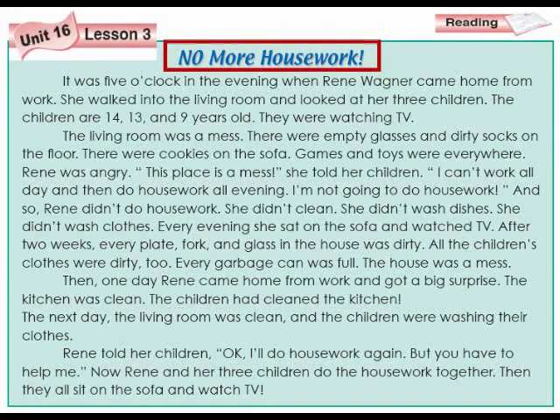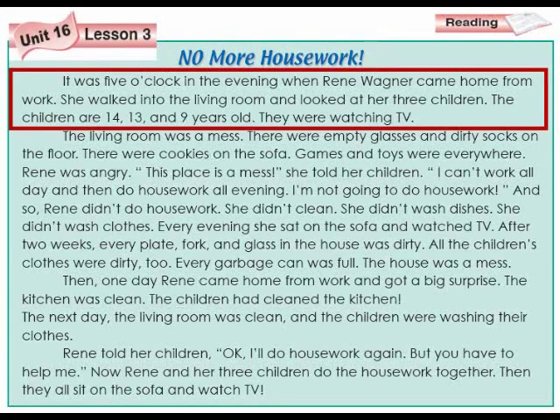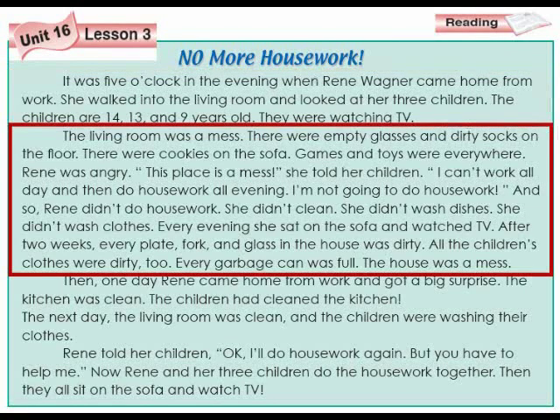No more housework. It was 5 o'clock in the evening when Renee Wagner came home from work. She walked into the living room. The children are 14, 13, and 9 years old. They were watching TV. The living room was a mess.